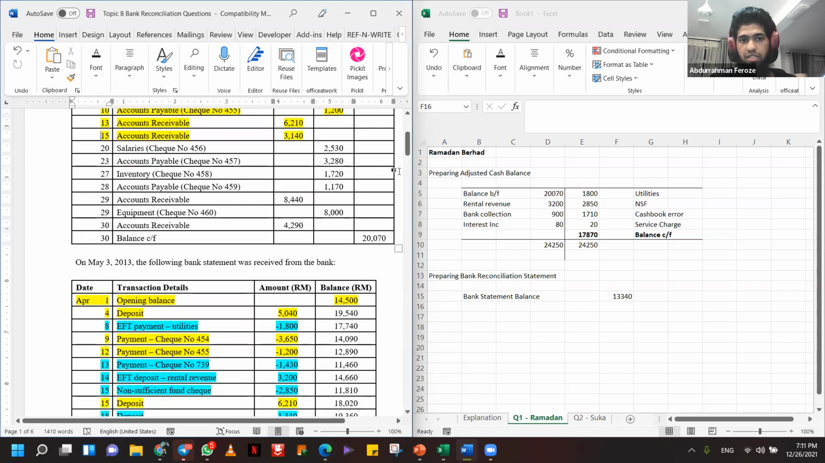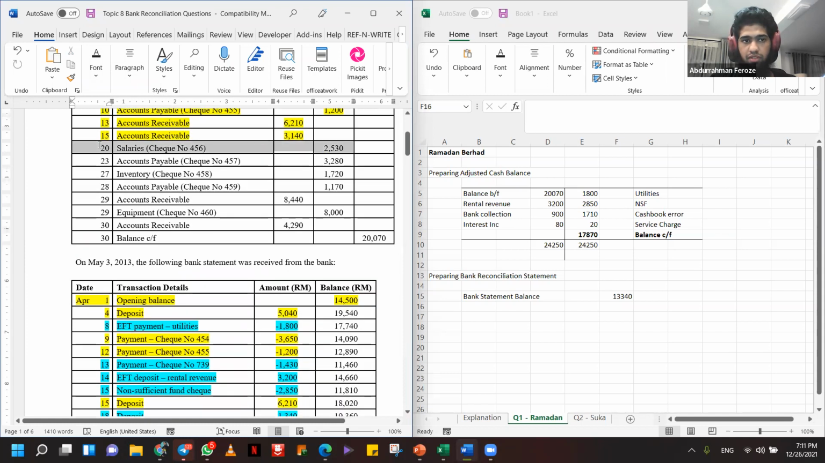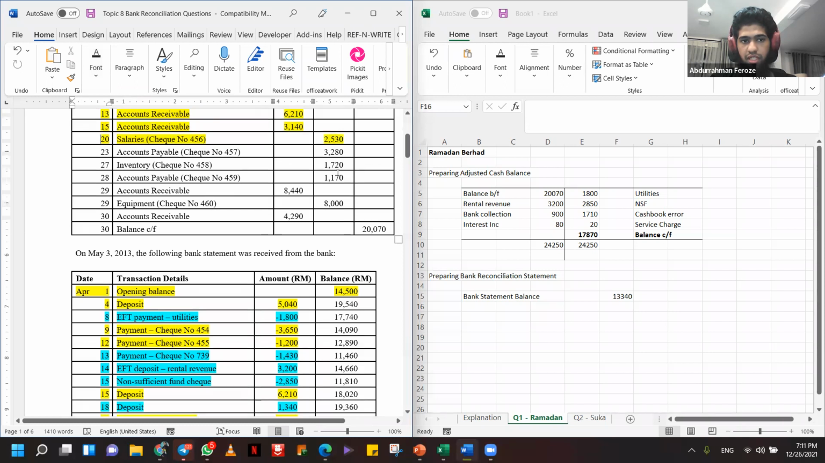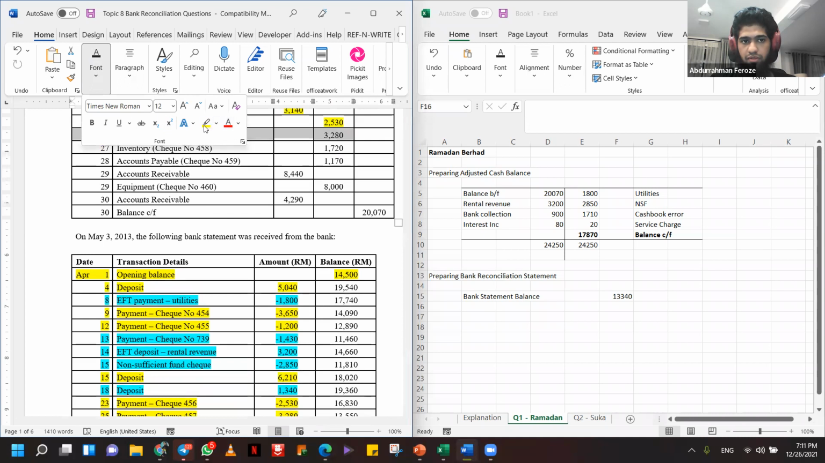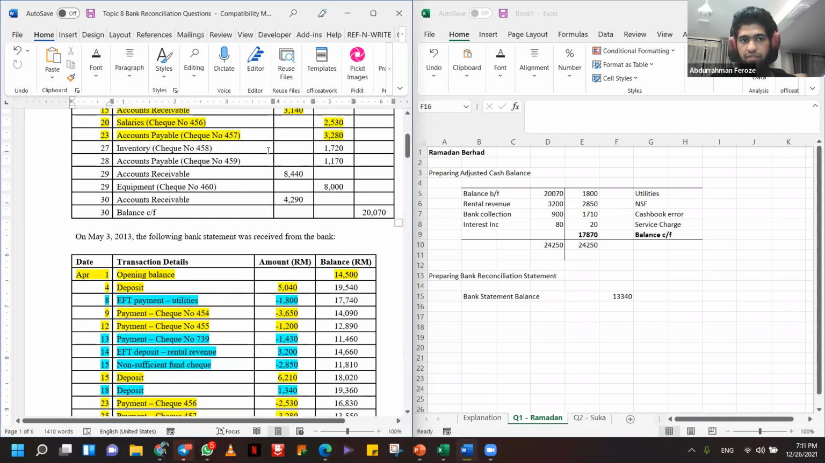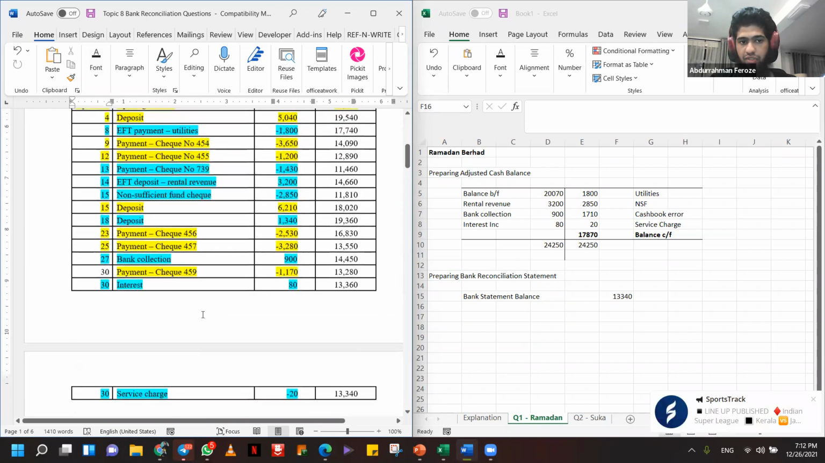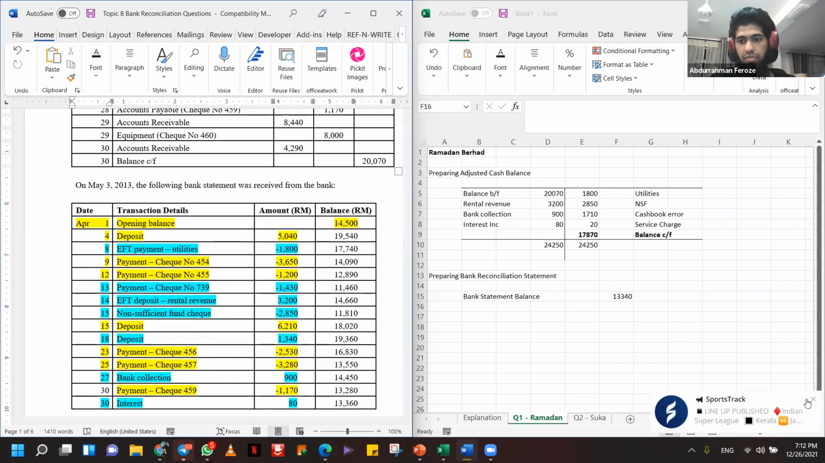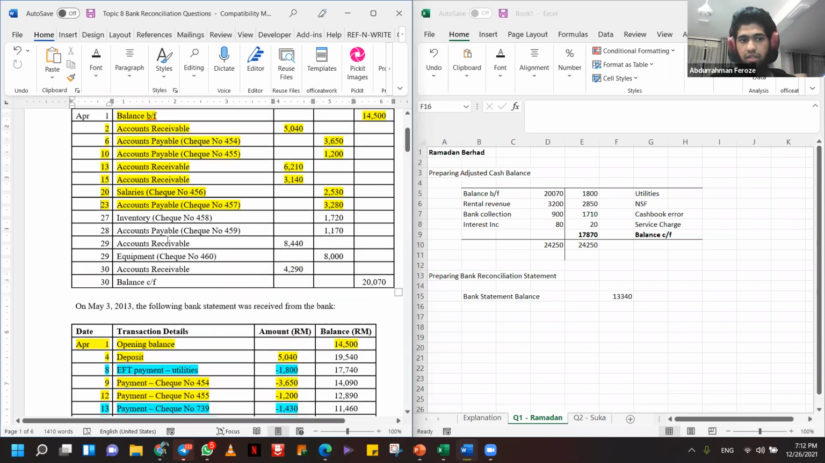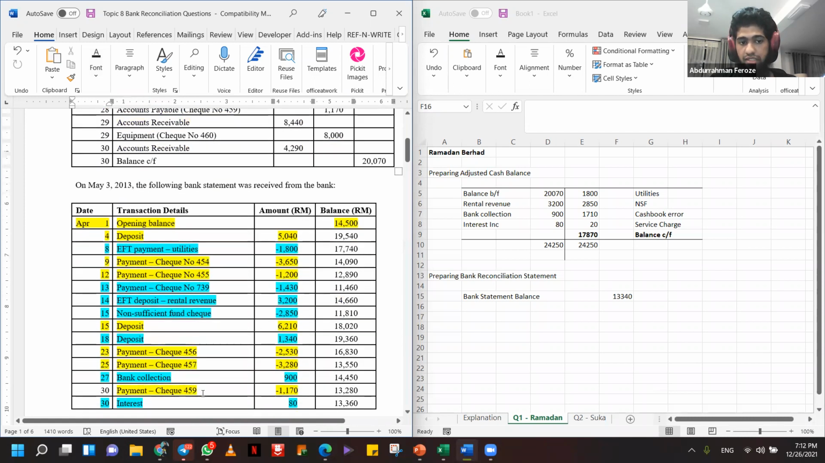And then we have salaries, check 456, 2,530. This is also covered. We have accounts payable, check 457, which is 3,280. This is also covered. We have inventory, check 458. 458, as mentioned here, is still outstanding. So that is not there in the bank statement. Check 459, that is there in the bank statement.